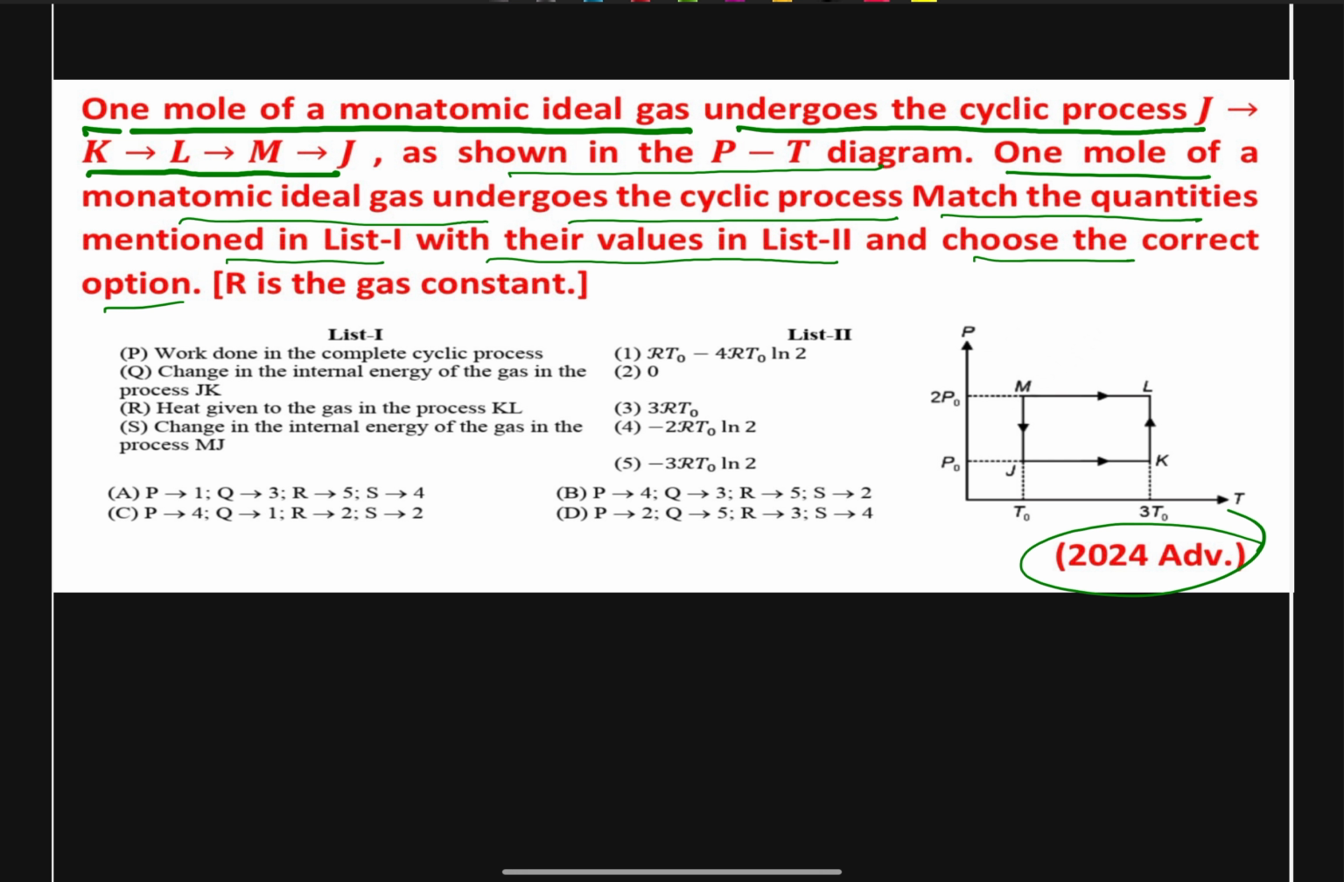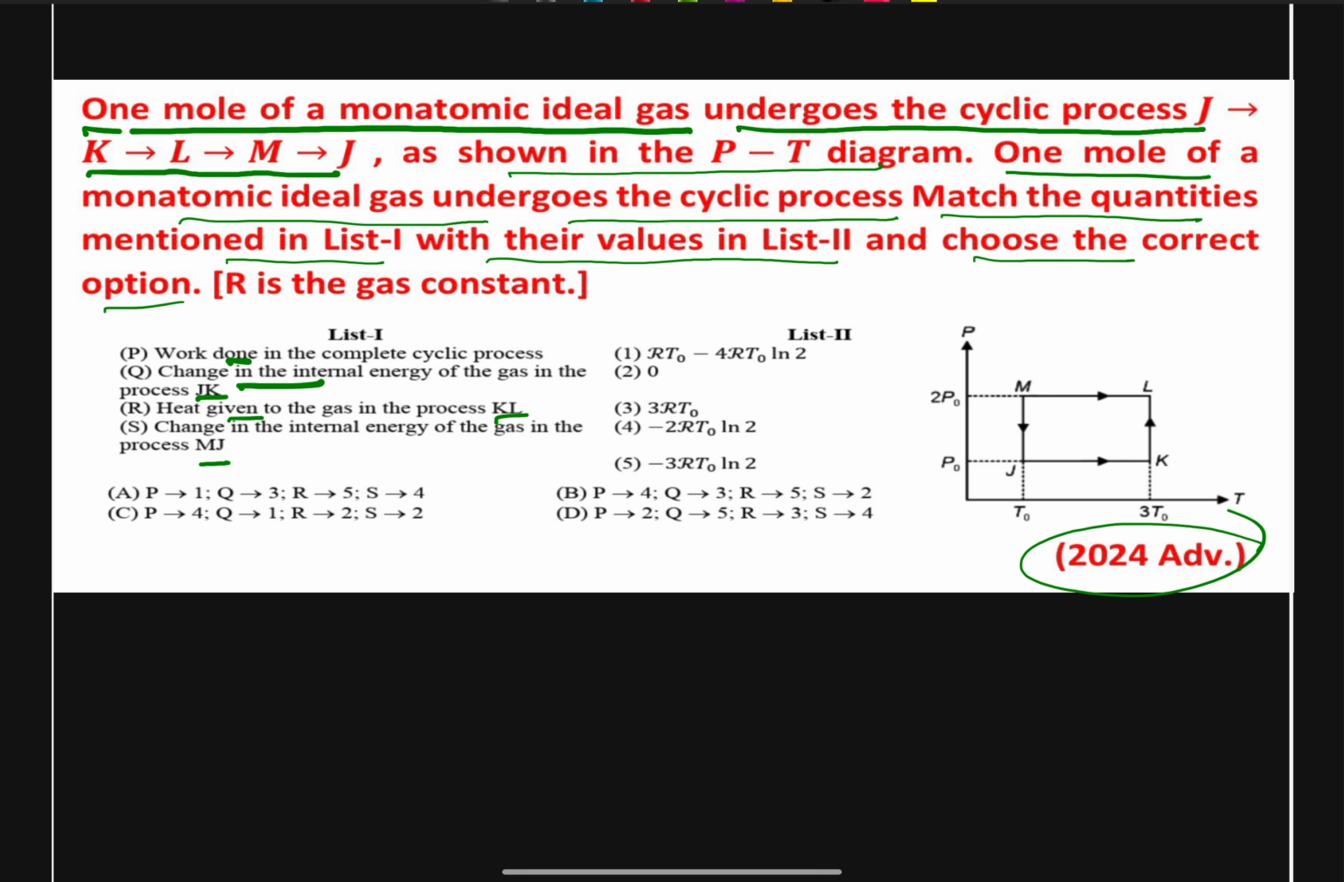So basically we have to find out work done, change in internal energy and heat given for the different processes MJ, JK, KL, and the work done for a complete cycle.